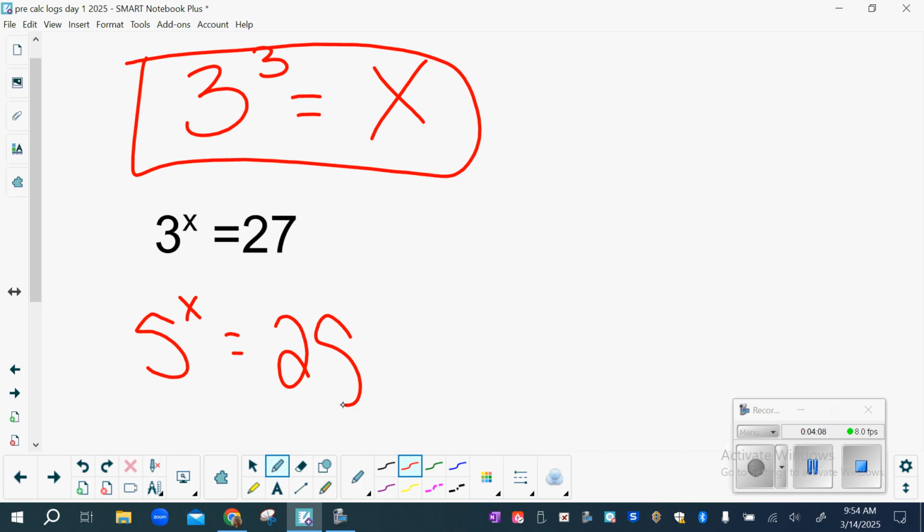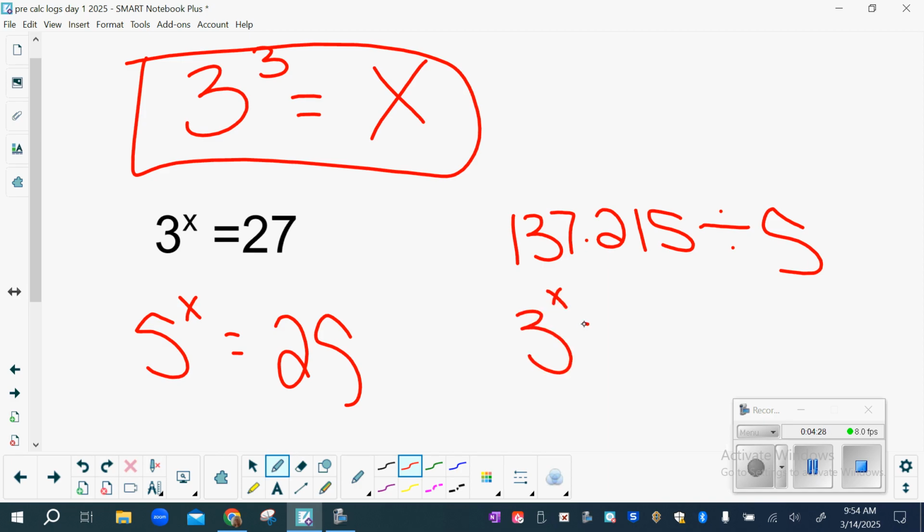Eventually, in real life, if I said 137.615 divided by 5, you'd be like, I don't want to do that. You'd use your calculator, right? You know how to do it, though. You use your calculator. Same thing when we do logs. When I give you 3 to the I don't know equals 702.6, you don't know what that is. But you know what? Your calculator does, because it knows how to undo exponents. That's what logs are.